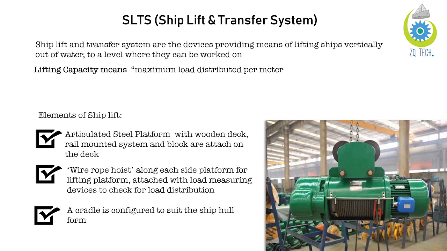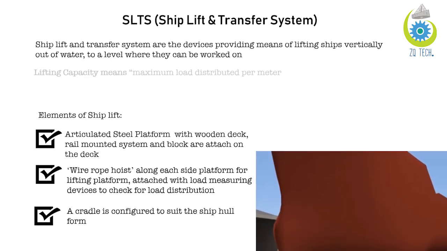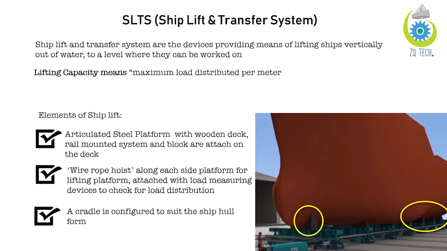This is the wire rope hoist. It contains the motor wires which are used to lift up the platform of the SLTS. While what is a cradle? A cradle is basically attached to the blocks. The blue shapes are the blocks, while the black shapes are supporting the hulls. These are the cradles. Cradles are basically used to support the ship hull so that it cannot heel or pitch.